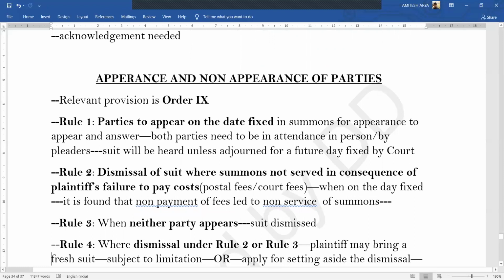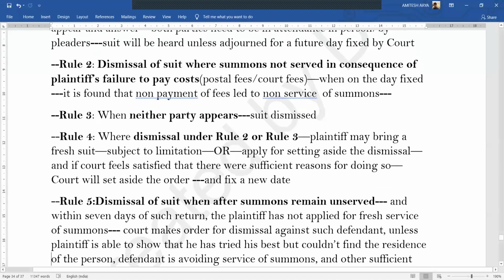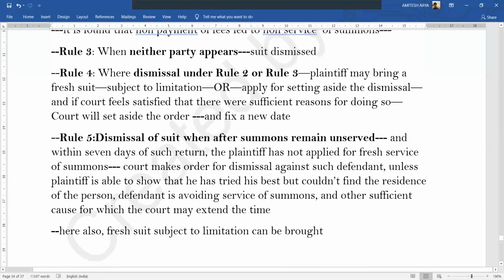So first, both the parties appearing. Then second, plaintiff, there was no appearance on part of the defendant because summons was not served because of the plaintiff's fault. Third, nobody has appeared. Fourth is what will you do when such thing under rule 2 and 3 has happened. Rule 5 is talking about the plaintiff's responsibility, that if the summons have remained unserved, within 7 days you should apply for a fresh service. If you are not doing so, again the suit will be dismissed against such a defendant unless you are able to show reasons. And here also you can bring a fresh suit.